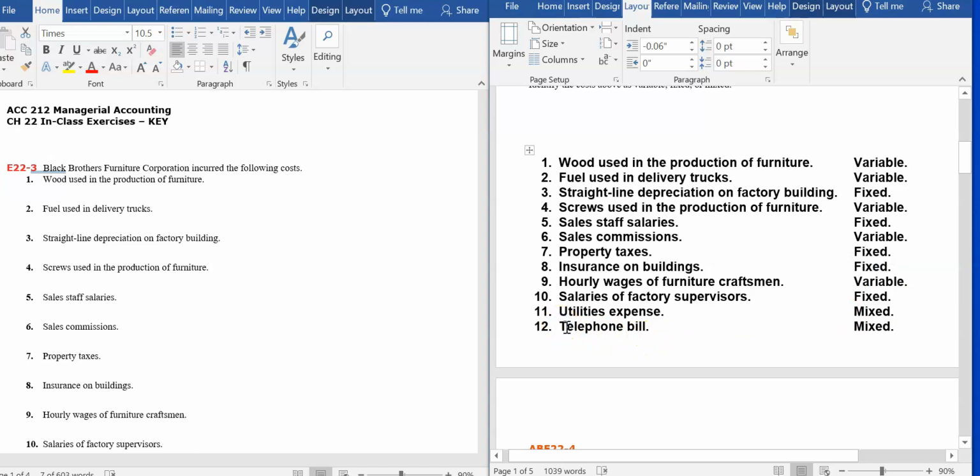The same holds true for a telephone bill. A telephone bill has two parts to it. The connection fee to even have telephone service, as well as the usage. The more data you use, the more long distance, if you're charged long distance, or the more texting, the more your bill goes up. So telephone bill is also a mixed cost.